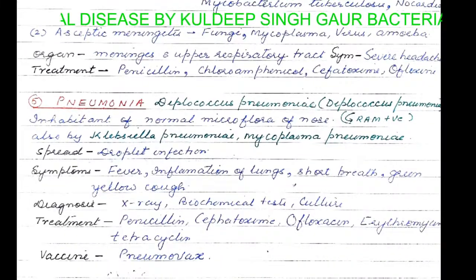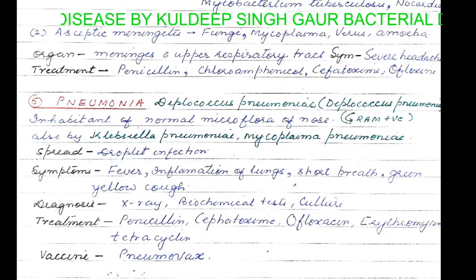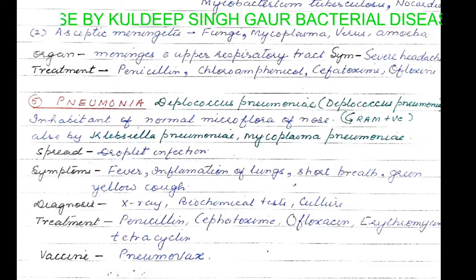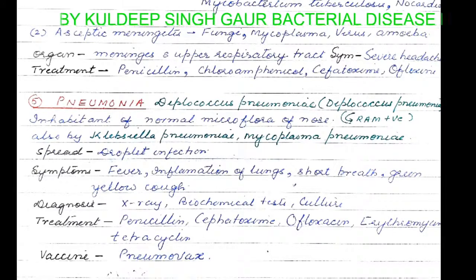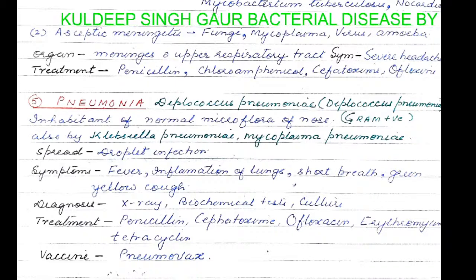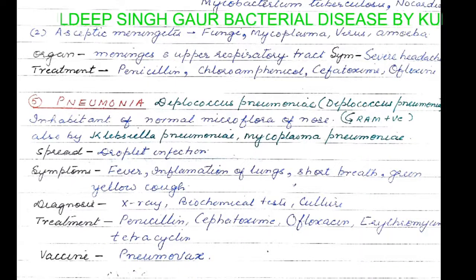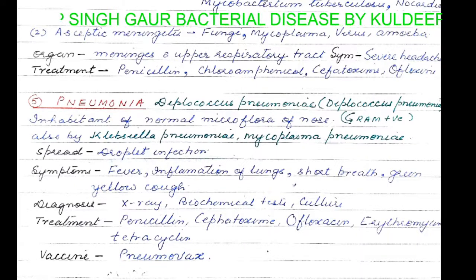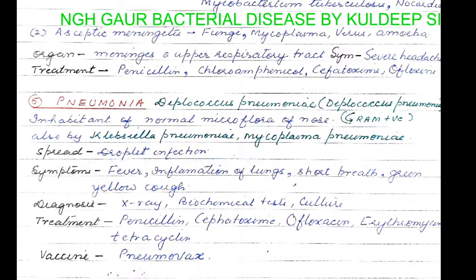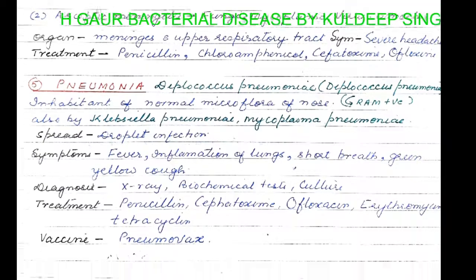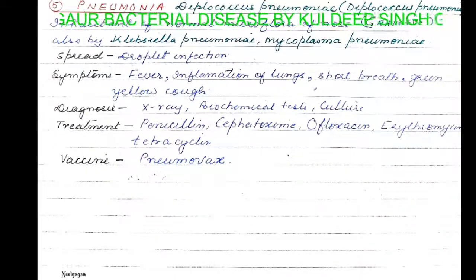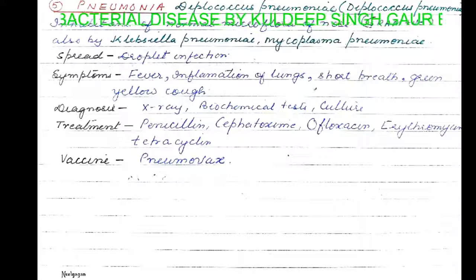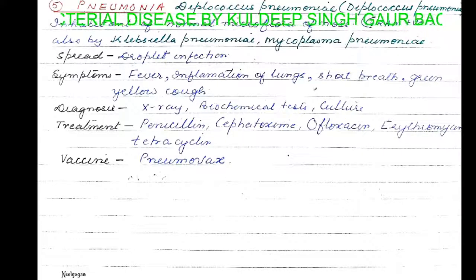Then we have pneumonia caused by Diplococcus pneumoniae, which normally inhabits the pharyngeal region of our respiratory tract. Pneumonia is also caused by Klebsiella pneumoniae or Mycoplasma pneumoniae. It spreads by droplet infection. The symptoms involve fever, inflammation of the lung, shortness of breath, then yellow cough.